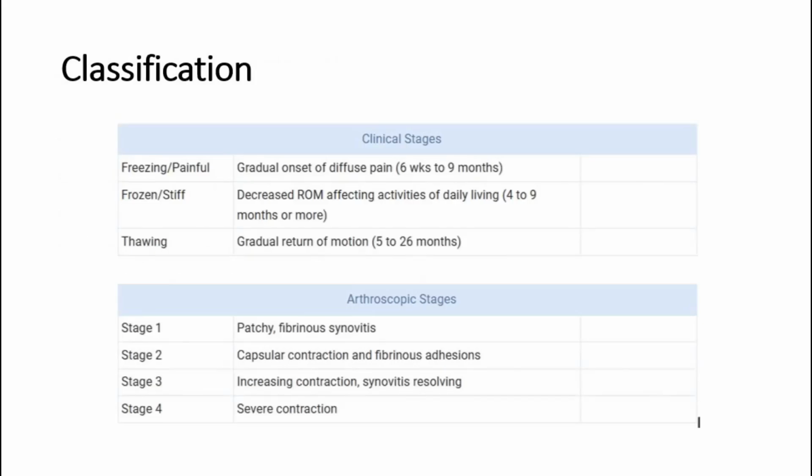It can be classified into freezing type, where there is gradual onset of diffuse pain, frozen or stiff type, where there is decreased range of motion, and thawing, where there is gradual return of motion. There are also 4 stages: Stage 1 with patchy fibrinous synovitis, Stage 2 with capsular contraction and fibrinous adhesions, Stage 3 with increasing contraction and resolving synovitis, Stage 4 with severe contraction.